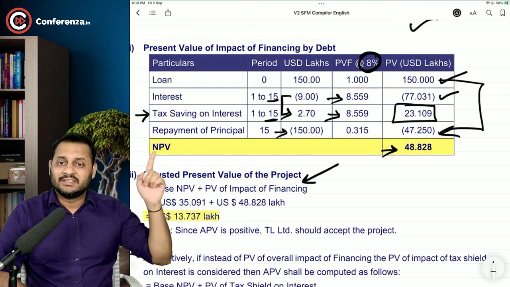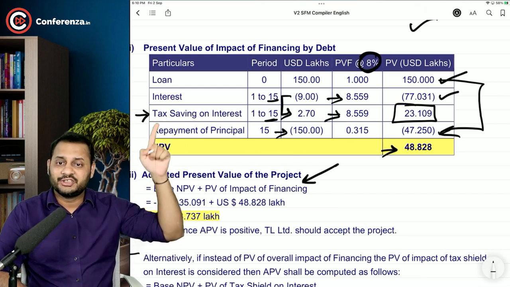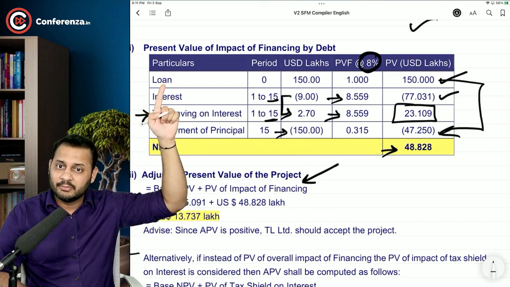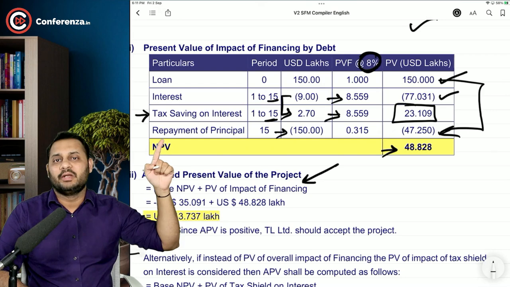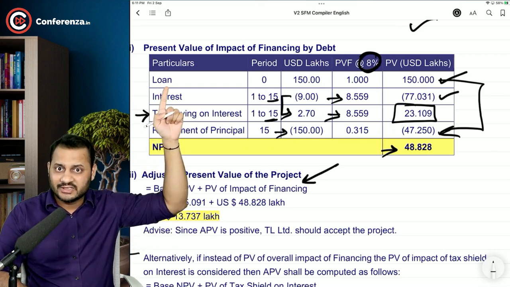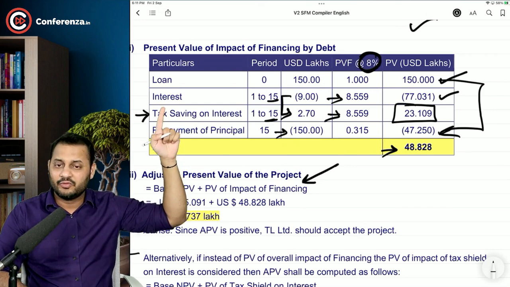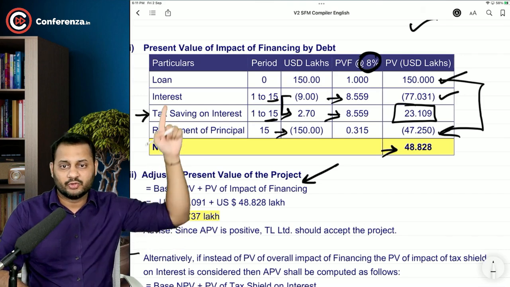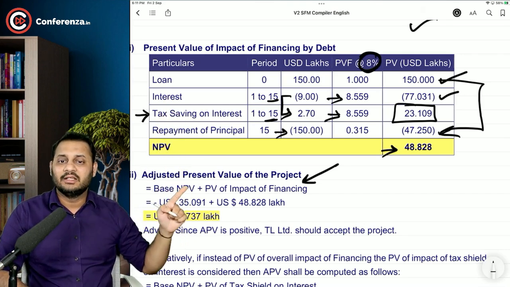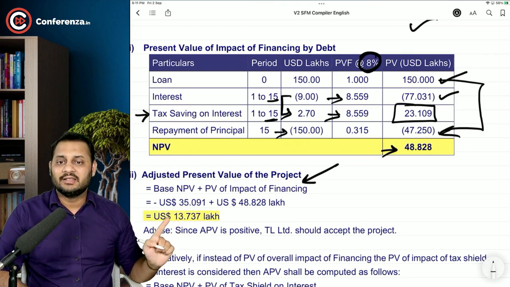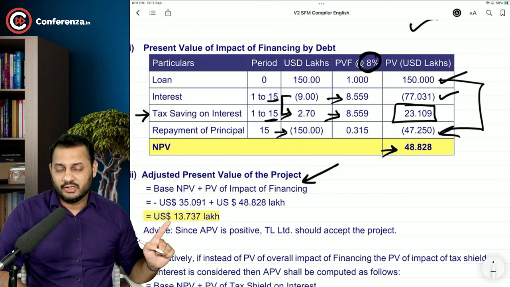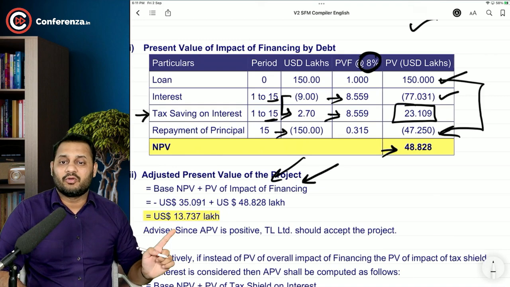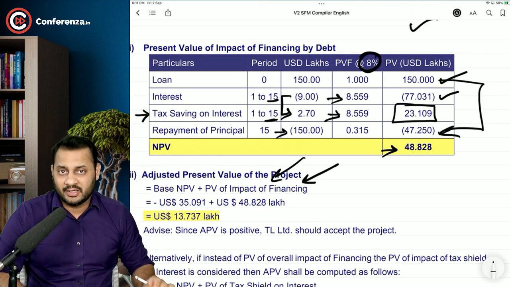Getting it? So if you adjust that benefit of taking the loan, not just the tax saving on interest, but if you consider the outflow of interest, inflow of the loan in the beginning, and outflow of the repayment of principal. This is inflow in the beginning when you receive the loan. When you pay the interest, this is an outflow. This is inflow, which is a tax saving, and this is outflow, which is a repayment. So if you take the present value of all of them, then there is a benefit of 48.828 lakhs, and then you can see that you have a positive NPV. So if you go ahead by taking a loan, you can see the same project becomes profitable if you use the debt in the market.